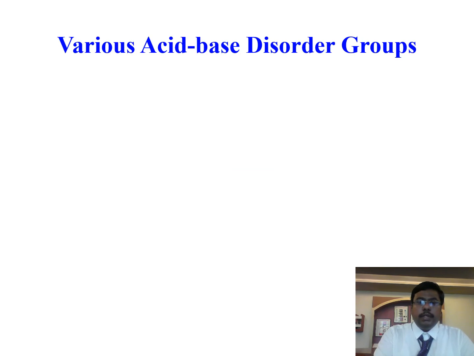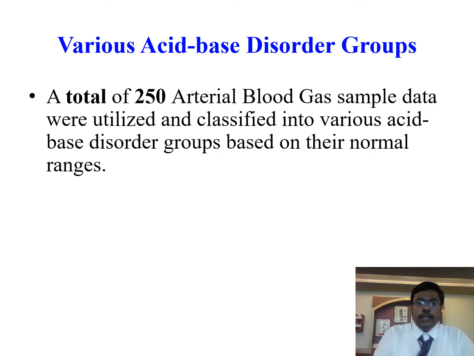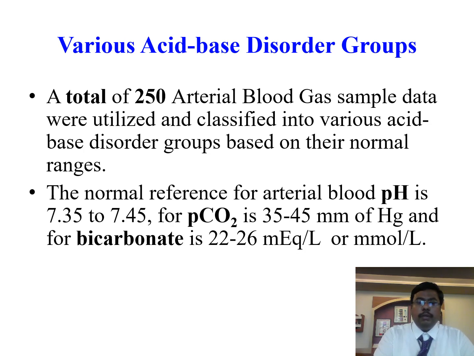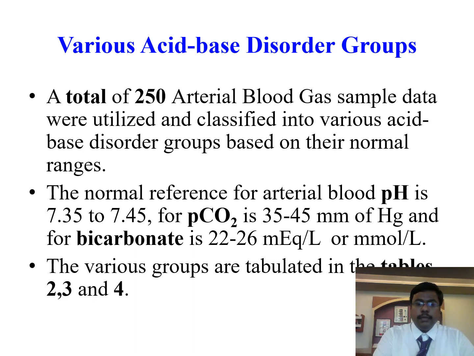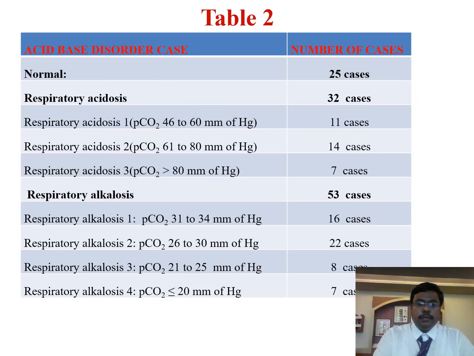For the various acid-base disorder groups, a total of 250 arterial blood gas sample data were utilized and classified into various acid-base disorders based on their normal ranges. The normal reference for arterial blood pH is from 7.35 to 7.45, for PCO2 is from 35 to 45, and for bicarbonate is 22 to 26 milliequivalent per liter. The various groups are tabulated in tables 2, 3 and 4.